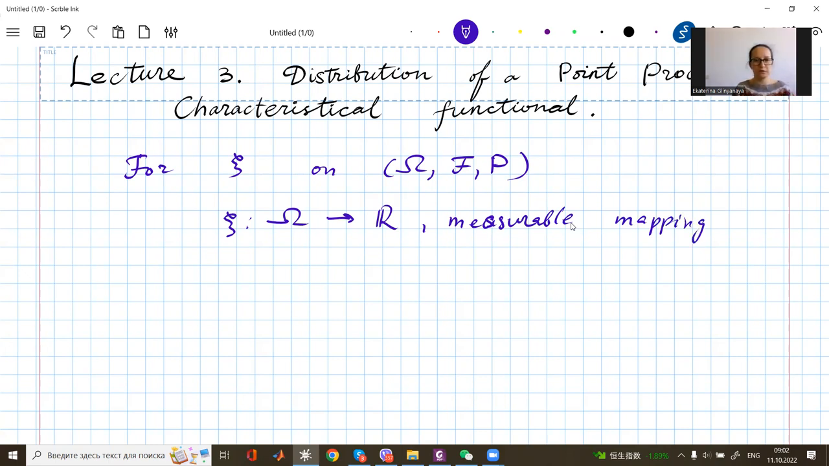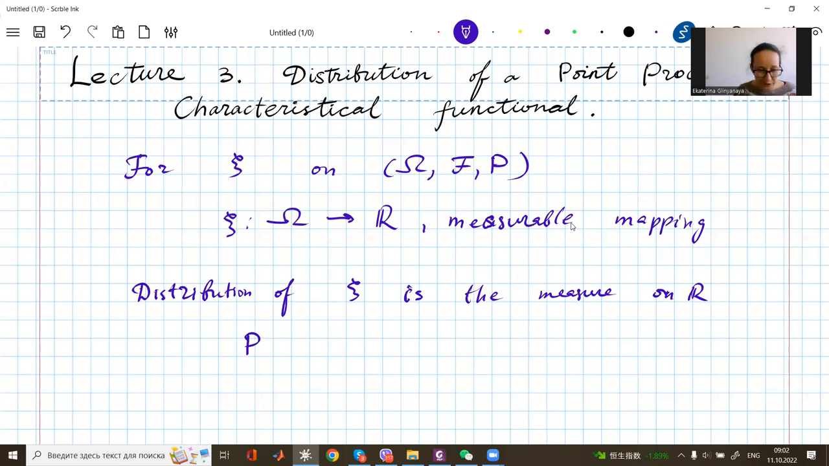And to talk about its distribution, we now consider the measure not on the probability space, but we define a probability measure on the real line. So we talk about the distribution of psi. We define it as a measure on R, the measure P psi, on subsets of R. So I take a Borel subset A of the real line, and I define this measure as just the probability that psi belongs to A. So this we call the distribution of a random variable.